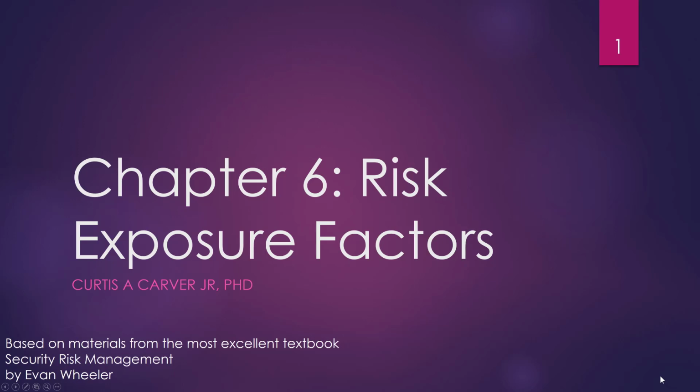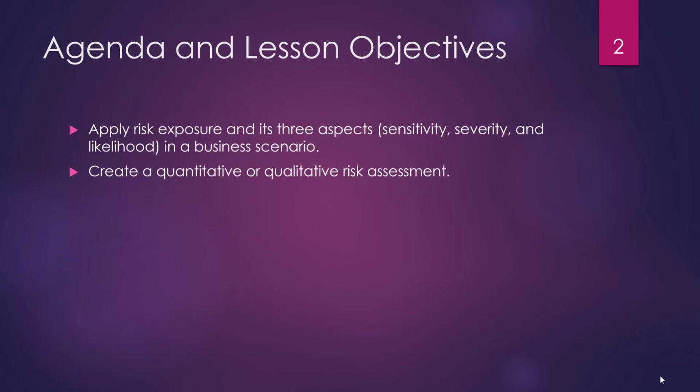All right, well, welcome to Chapter 6. We're going to be looking at risk exposure factors, and what we're going to be doing during this particular chapter is revisiting a couple of those components that we've really spent a good bit of time talking about, this idea of sensitivity, severity, and likelihood. We're going to link them all together, and we're going to do it in a qualitative way.